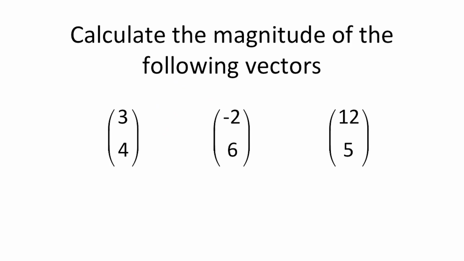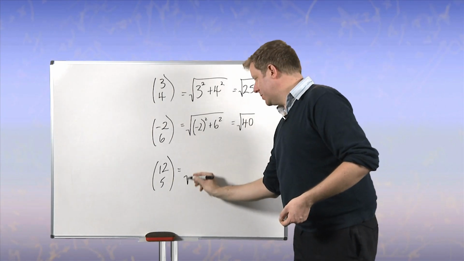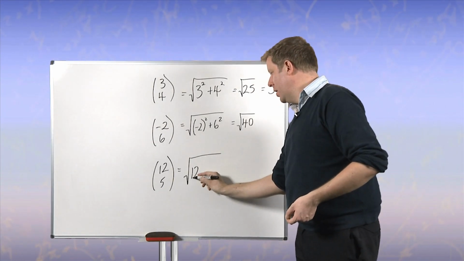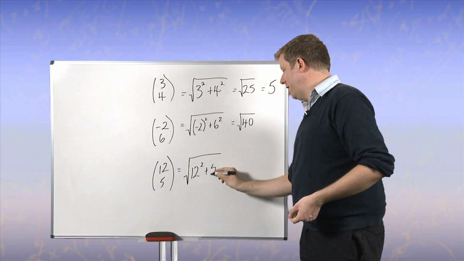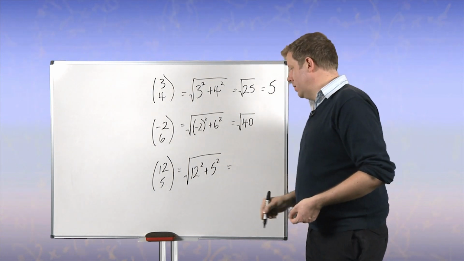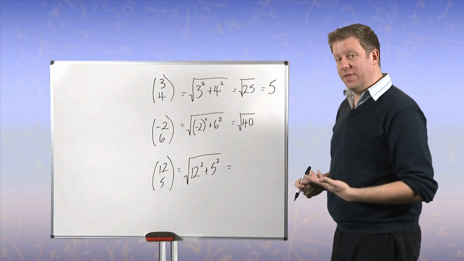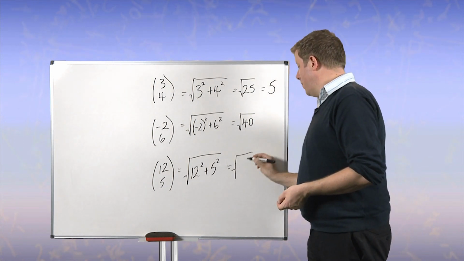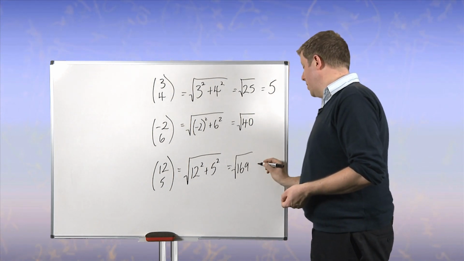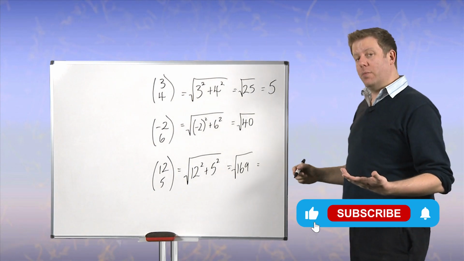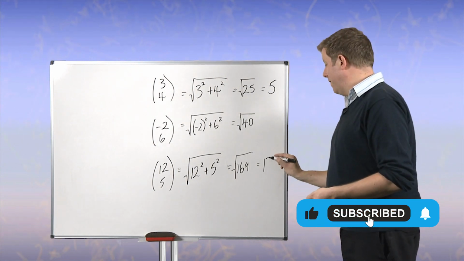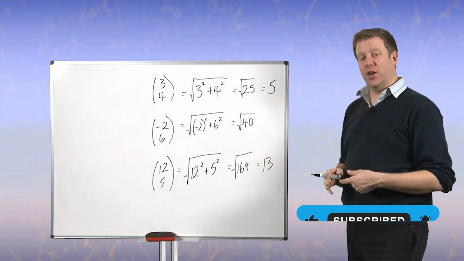Finally, let's have a look at the vector 12, 5. Same method as before, we're going to square 12, add 5 squared. 12 squared is 144, 5 squared is 25, so that gives us the square root of 169, which gives us a whole number answer this time, so we write our final magnitude as 13.